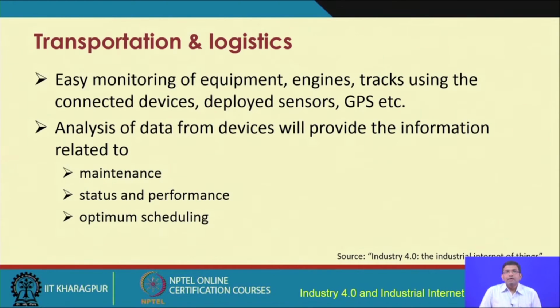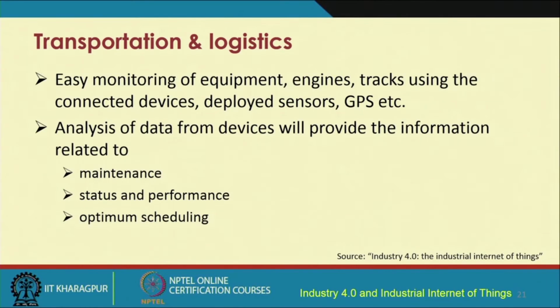Transportation and logistics, likewise, make it possible to easily monitor equipment, engines, and tracking using the connected devices, deployed sensors, GPS, etc. These tracking sensors can be used to track, for example, where the different trucks are in a particular logistic application: the trucks that are on the highway, at which position they are, how much time they are resting on the highway, and whether the drivers of these vehicles are having adequate sleep or not. Just as an example, the condition of the trucks can be checked, whether it is good enough for carrying on further, or there is some kind of maintenance activity that needs to be carried out.